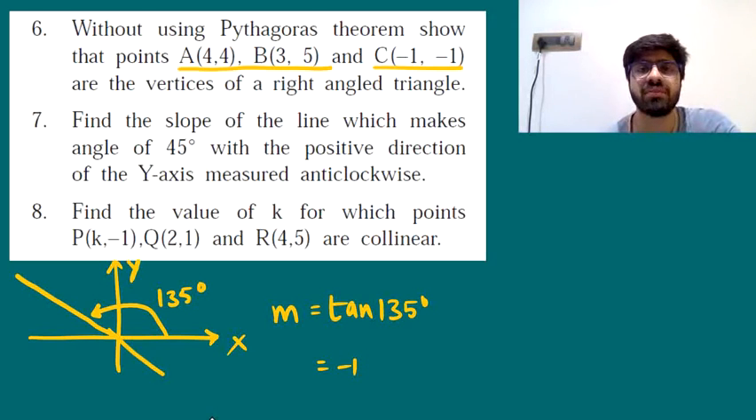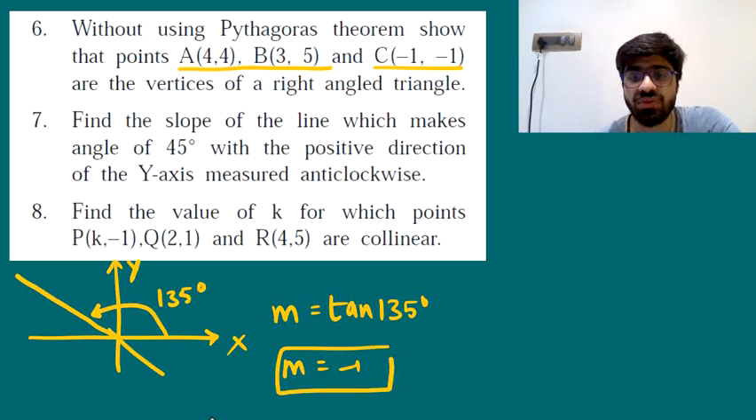Cos 135 is -1 by root 2, sin 135 is 1 by root 2, and tan 135 will be -1. So in short, the slope of this line is going to be equal to -1. Okay, with that, let's go ahead with our 8th question.